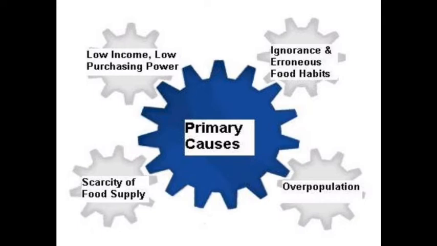This is a major problem for underdeveloped countries. The next point is overpopulation, which is a challenge for countries which are in a developing state, as the population is more and the resources are limited. So this one also acts as one of the major causes for malnutrition.